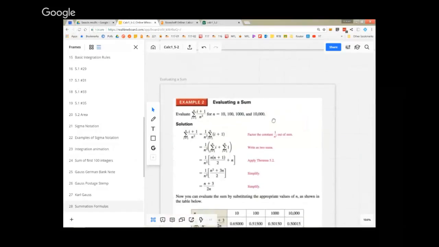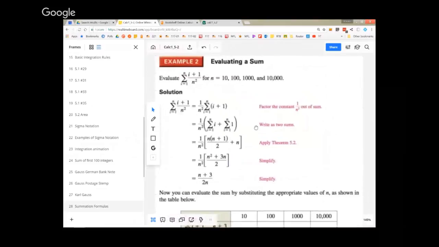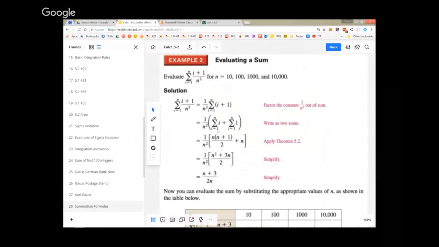All right, so let's take an example of a problem. And we want to show you how you can evaluate a sum, and at the same time make use of some algebra to simplify things. So here's our original problem up here. For i equals 1 to n, add up (i plus 1) over n squared, and do it for n equals 10.